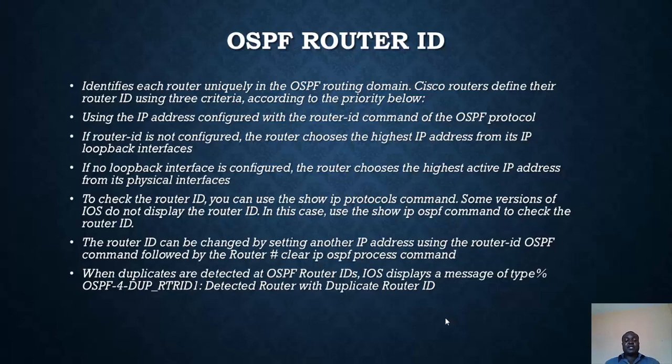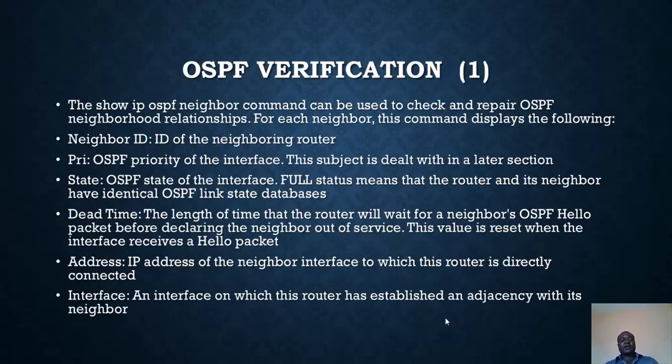The router ID can be changed by setting another IP address using the router-id OSPF command, followed by the clear ip ospf process command. When duplicates are detected on OSPF router IDs, the IOS displays a message of the type %OSPF-4-DUP_RTRID detected, the router with duplicate router ID. This is the command. Now, to verify OSPF, we have the following.